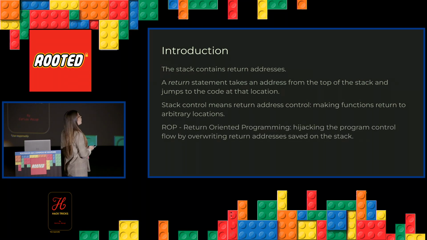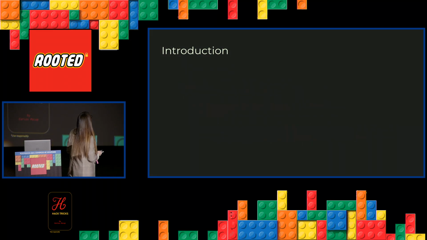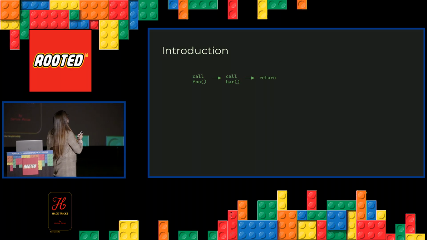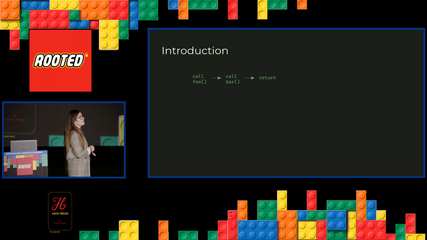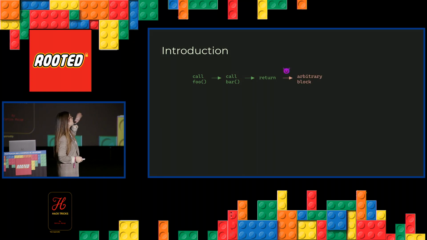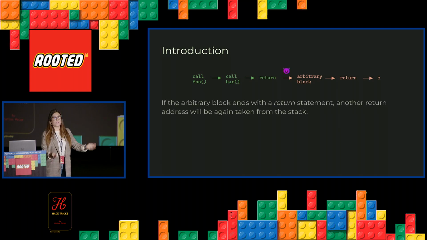And this is exactly what the ROP technique does. It's basically an exploitation technique that is based on overriding return addresses inside the stack in order to obtain the hijack of the control flow of the program. So coming back to the example we've seen before, we imagine that we have this call to foo, and that foo calls bar, and that the return statement happens. We also assume that we can control this return address, so we can basically redirect the return statement to an arbitrary block of code. But what happens if the arbitrary block of code contains another return statement? What will happen is that, since we have seen what return does, it will just go and take another address from the stack and will go and jump to that location.